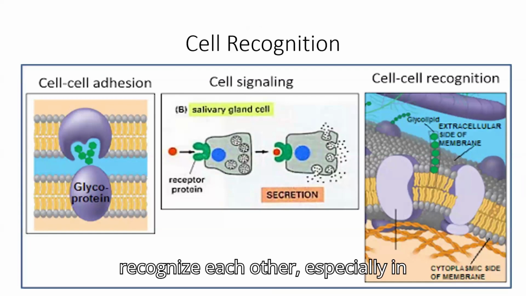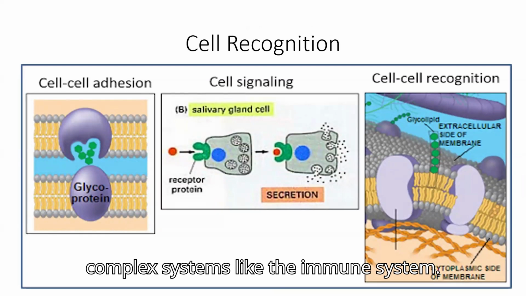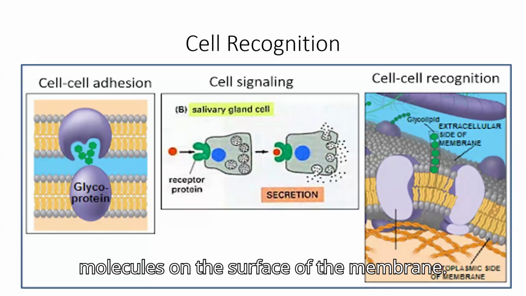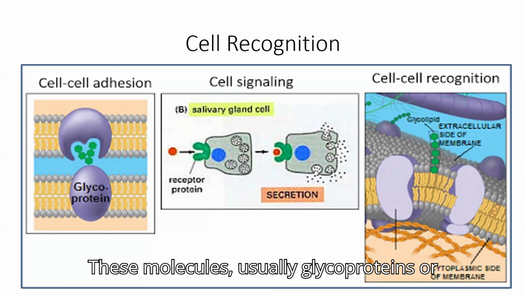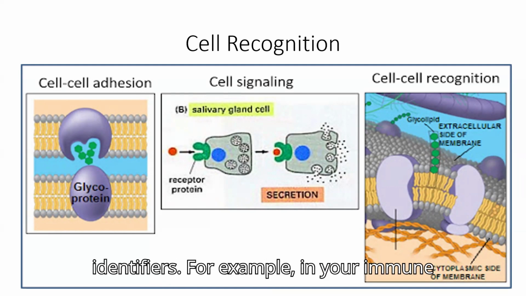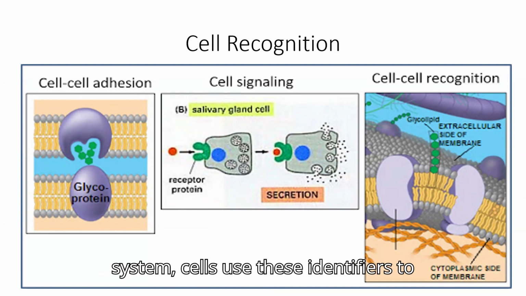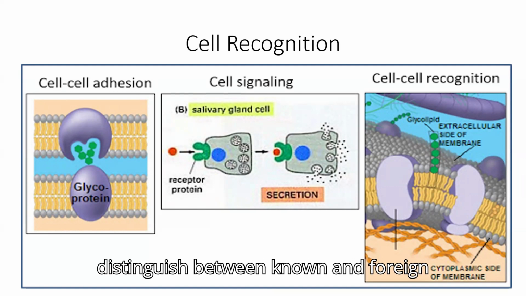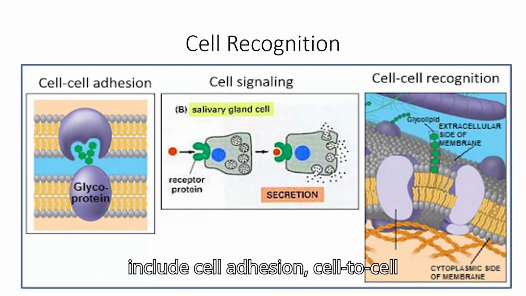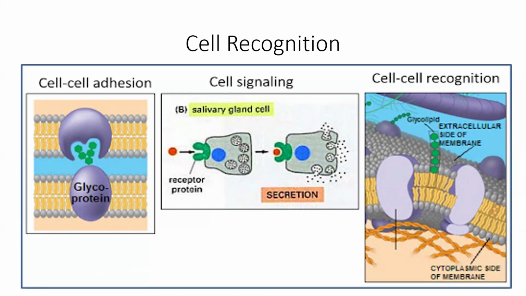Cells also need to recognize each other, especially in complex systems like the immune system. Cell recognition happens through special molecules on the surface of the membrane. These molecules, usually glycoproteins or glycolipids, as mentioned before, act as identifiers. For example, in your immune system, cells use these identifiers to distinguish between known and foreign cells. Other uses for cell recognition include cell adhesion, cell-to-cell communication, and tissue formation.